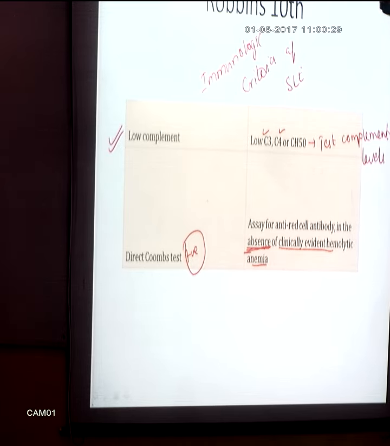SLE, any number, more specific, more sensitive. Cardiac block, what comes? Shrinking lung syndrome, what comes? Neonatal lupus, what comes? Drug-induced lupus, what is the antibody? Lots and lots of questions. Which is perinuclear, which is speckled pattern, which is centromeric. To the new one, add two more things for immunological criteria: low complement and direct Coombs in the absence of clinically evident hemolytic anemia. Okay, fine.